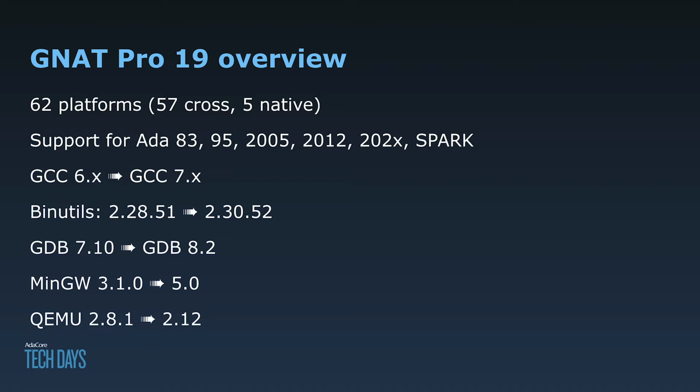GNAT Pro also supports Spark, and in particular the latest version of Spark 2014, of course. And so as part of GNAT Pro 19, we've upgraded most of the core components, the core technologies which come with GNAT Pro, in particular the code generator based on GCC, the GCC compiler. We've upgraded from GCC 6 to GCC 7 this year.